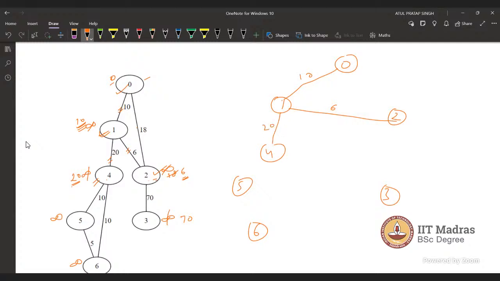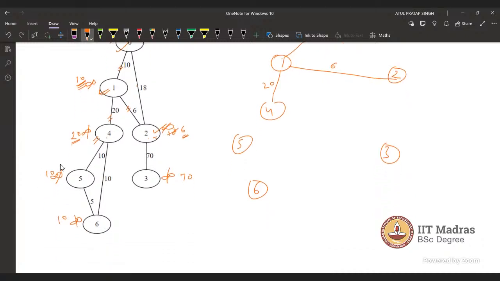Now from 4 we will update the next adjacent weights. From 4, for node 5 we will update this value to 10. So 4 to 5 is 10, and 4 to 6 is also 10. Same things.